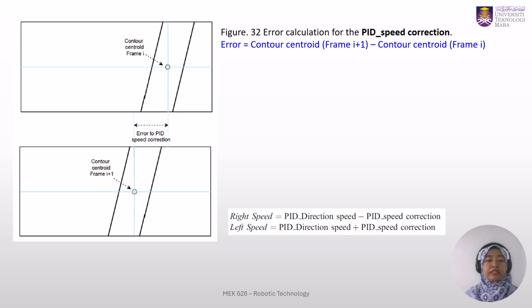This is how you determine the contour centroid from one frame to another. And then from this error, you need to calculate the right speed and left speed by using the PID controller.